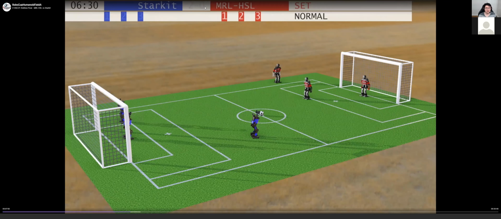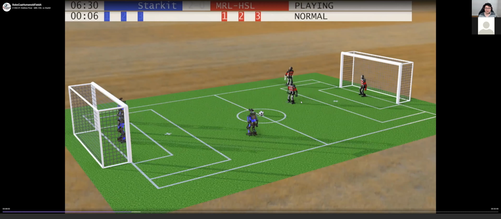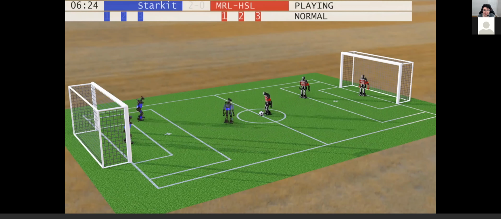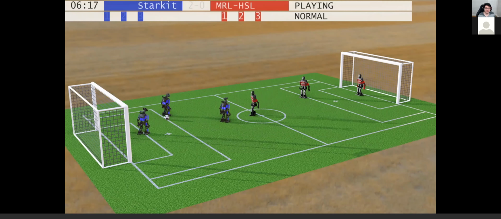So this is the start of the course. It's already 2-0. In a game there are a lot of rules, or you get penalized, and then you get red carded, and your robot gets taken away. So that's MRL, and they have the best kick. That's a 2-meter kick, more or less.